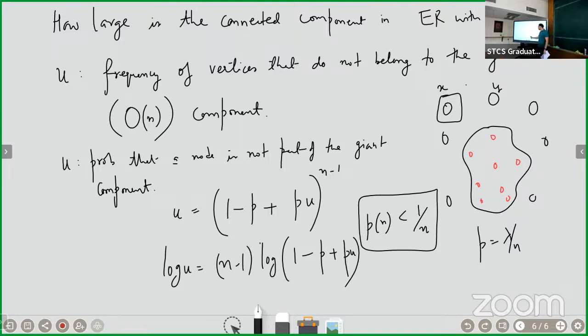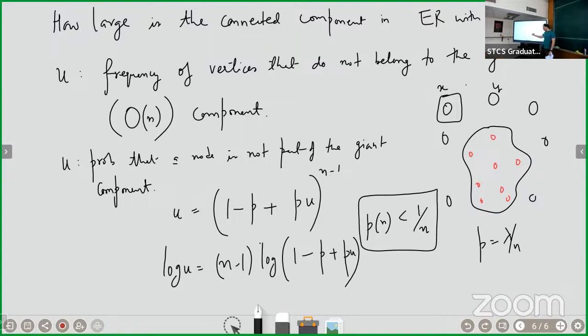All of this is small, u is less than 1. So this quantity is definitely 1 minus something positive. So all of this is small, I can actually throw away the log. So what do I get? Log u is equal to n minus 1 times something. What is that something? 1 minus p. U minus 1. P times u minus 1.